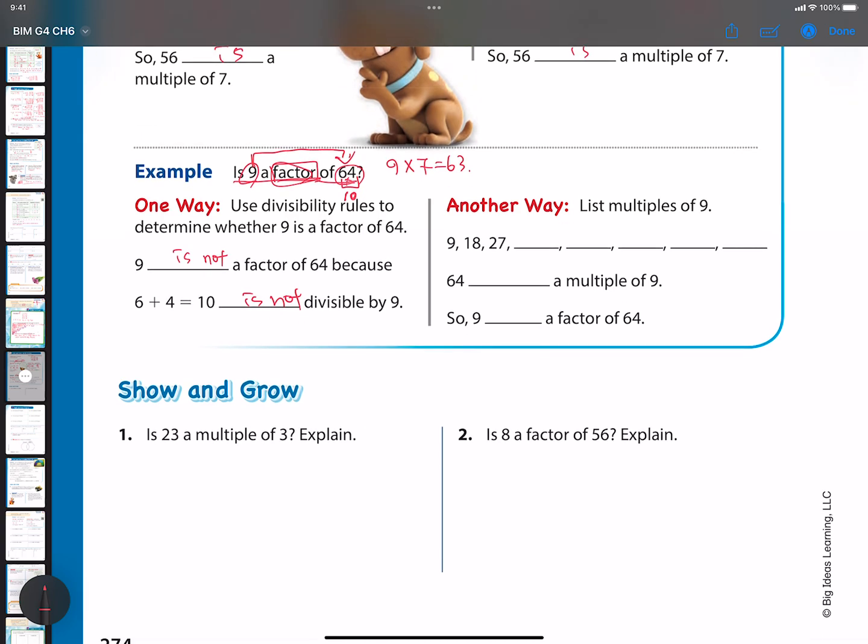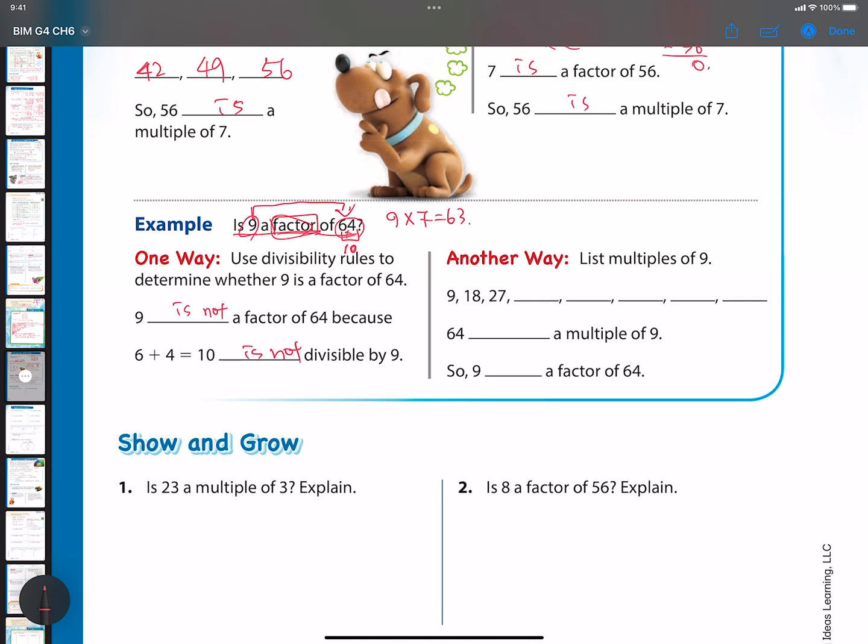Another way is to list multiples of 9, and this is the easy peasy one since we know the rule, right? 9, 18, 27, 36, 45, 54, 63, 72, but we don't need to go up there because 64 is already passed. So 64 is not a multiple of 9. So 9 is not a factor of 64.